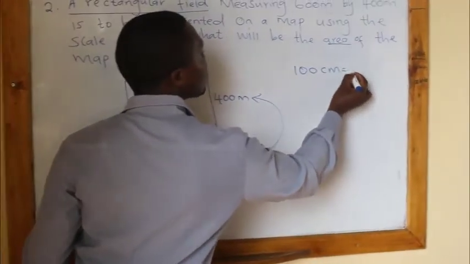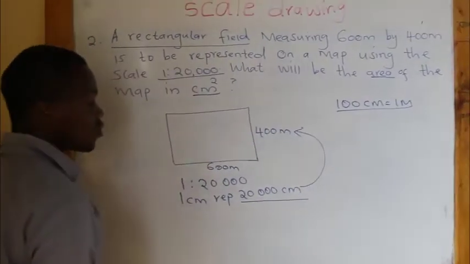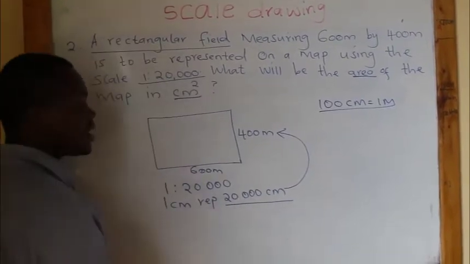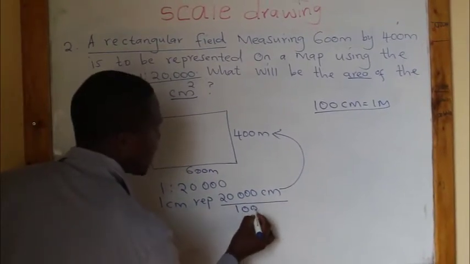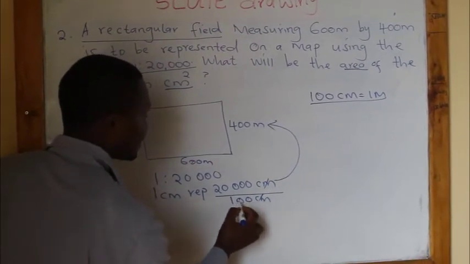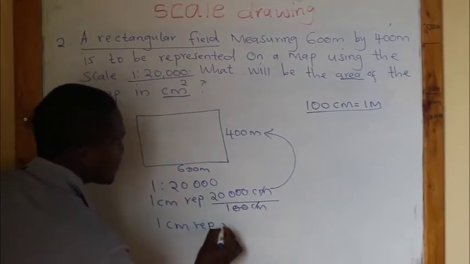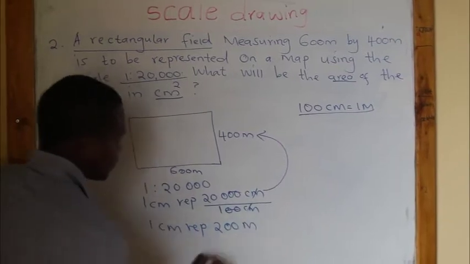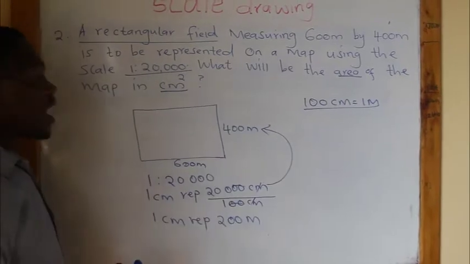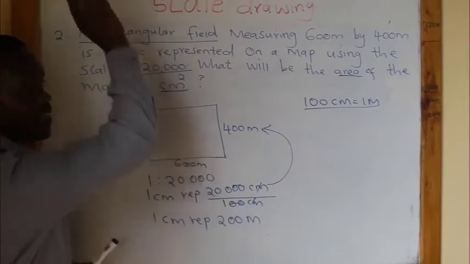100 centimeters will make 1 meter. So after knowing the relationship, it's very simple. What you need to do here is divide by 100 centimeters. So you simplify that and that, and then you have 1 centimeter represents 200 meters. So every 1 centimeter I draw, I represent 200 meters. So I have already converted my scale. So I can use my scale to convert the length and the width.